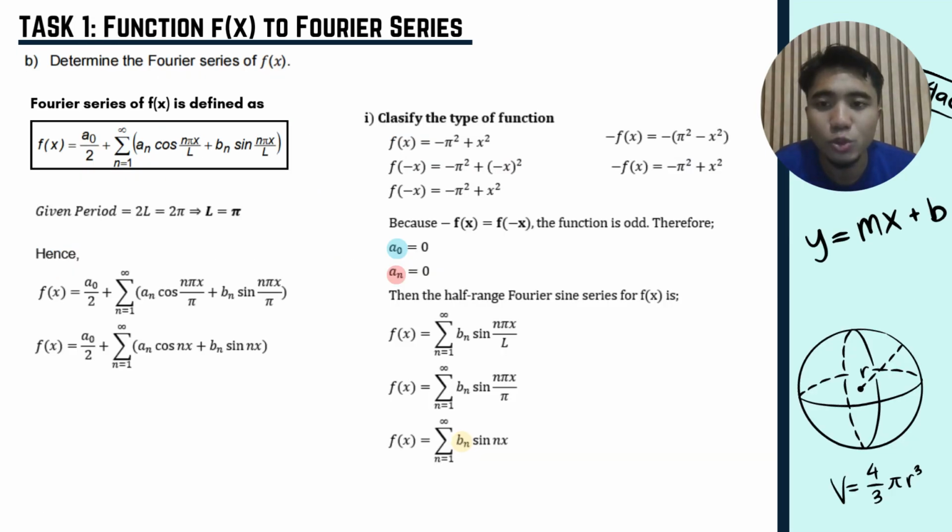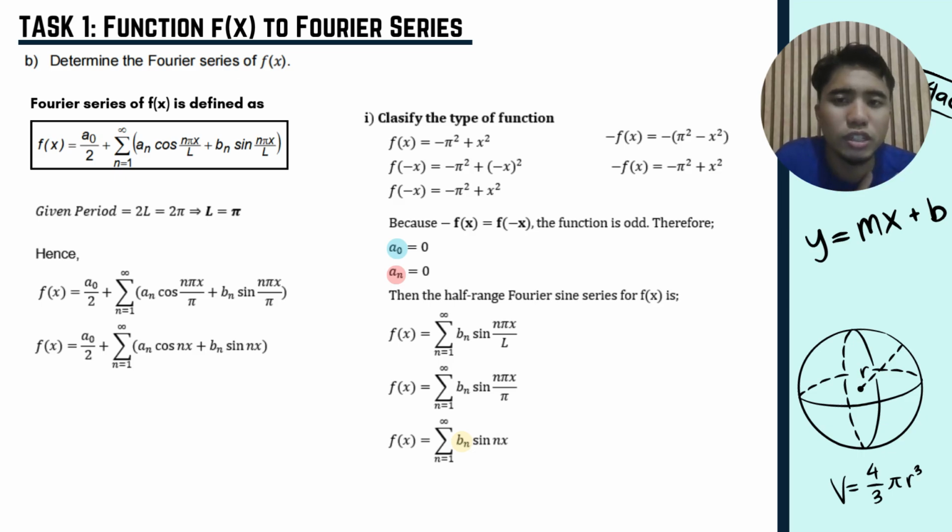So the given period is 2L equals 2π, so our L will be equal to π. Therefore, our f(x) will be a0/2 plus the summation of an cos(nπx/π), since our L is π, plus bn sin(nπx/π). So our f(x) will become a0/2 plus the summation of an cos(nx) plus bn sin(nx). So the first step we are going to do is to classify the type of the function.